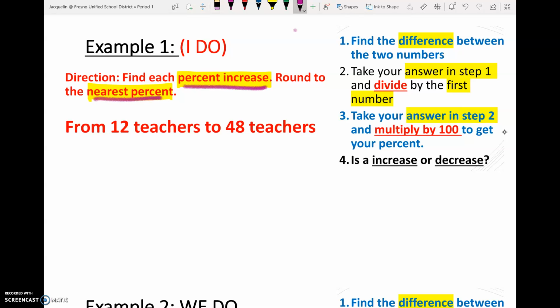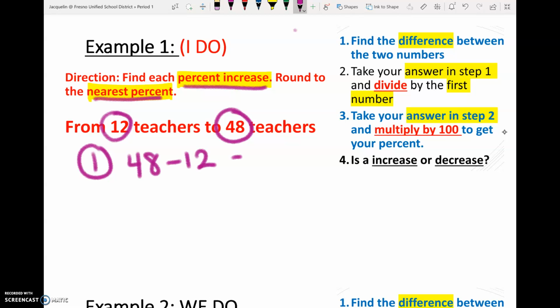Let's take a look at our steps. Step 1 is find the difference between the two numbers. Our two numbers are 12 and 48. We are going to find the difference, and step 1 is 48 minus 12, which equals 36. So step 1 is done.